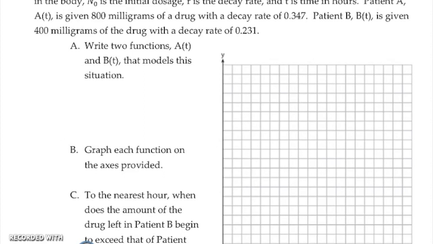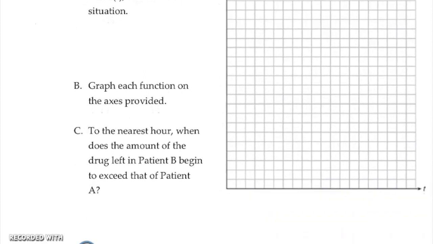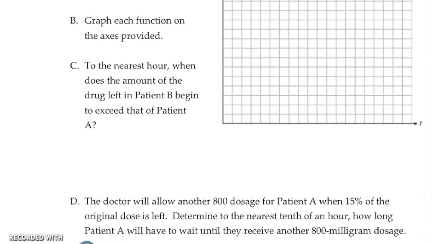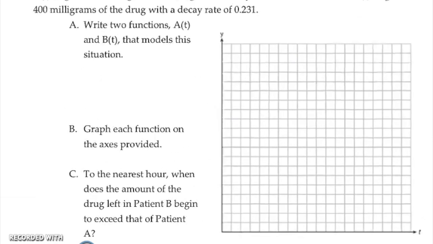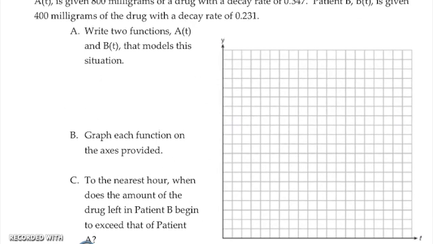So A asks us to write an equation for each. B says graph. C says when will patient B begin to exceed patient A? In other words, we need to find the tipping point where they're equal. And then part D asks, when will we have 15% left? And notice it doesn't specify. You need to solve that algebraically there. So again, TV magic, I'm going to bring in the finished graph and we'll take a look at this.